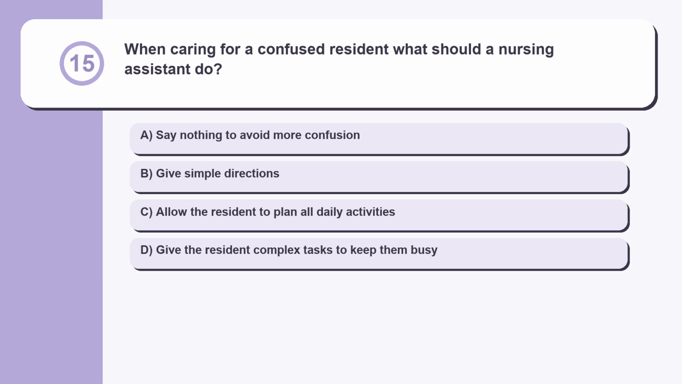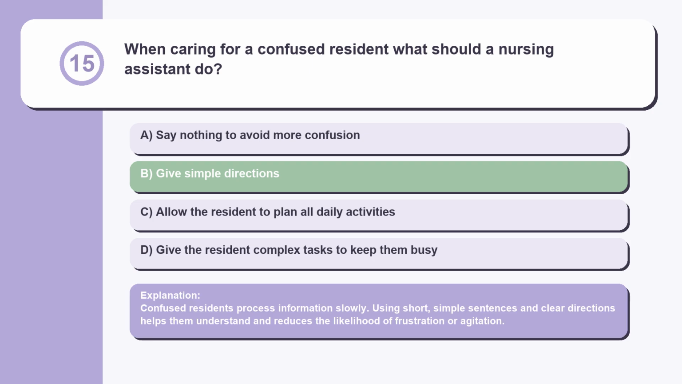Question 15. When caring for a confused resident, what should a nursing assistant do? Say nothing to avoid more confusion. Give simple directions. Allow the resident to plan all daily activities. Give the resident complex tasks to keep them busy. Confused residents process information slowly. Using short, simple sentences and clear directions helps them understand and reduces the likelihood of frustration or agitation.